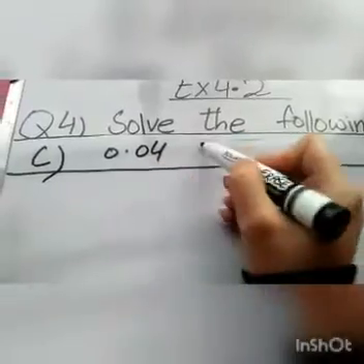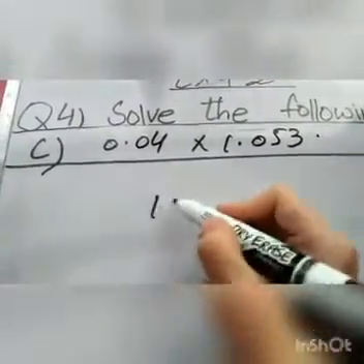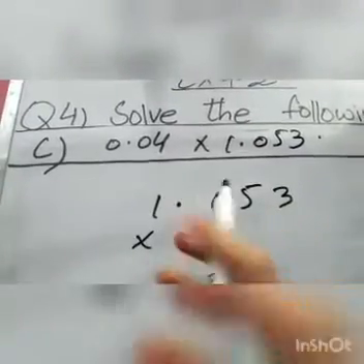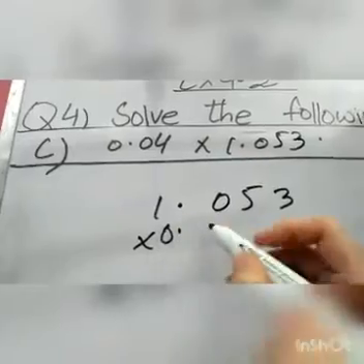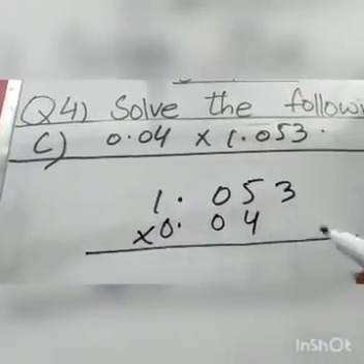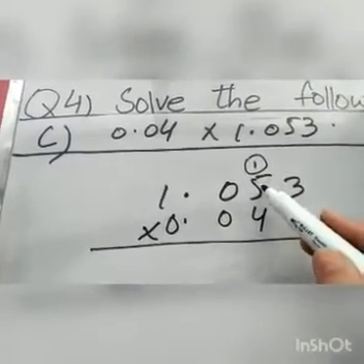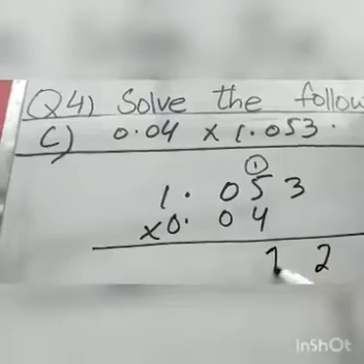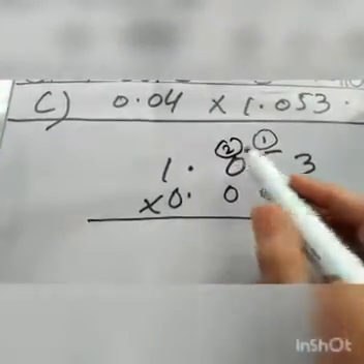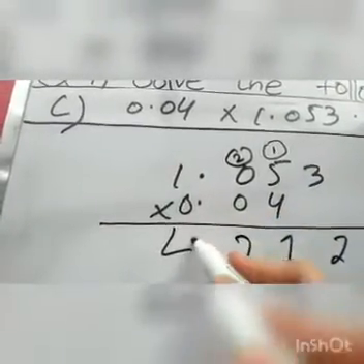Now part C. 0.04 multiply 1.053. Okay, 1.053 multiply 0.04. Okay. 4 3 times is equal to 12, 1 carry over to the next. 4 5 times is equal to 20, 20 plus 1 is equal to 21, 2 carry over to the next. 4 0 times is equal to 0 plus 2 is equal to 2. 4 1 time is equal to 4.